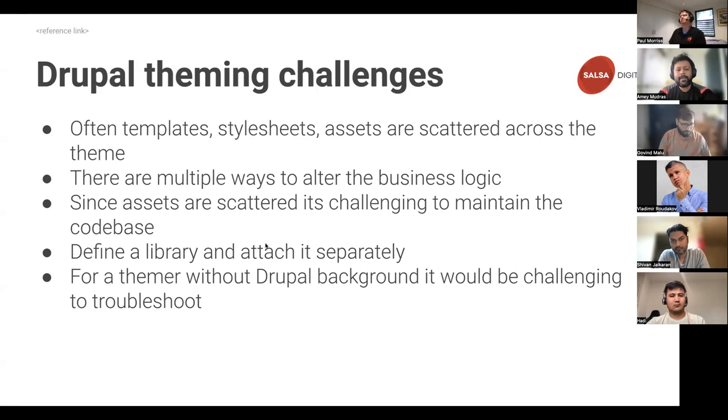The fourth point is that we have to define a library separately and attach it separately in the code base. With the introduction of Drupal libraries since Drupal 8, we have to define a library and assets. For example, if we want CSS to be applied, we need to create a library first in libraries.yaml and then attach it to whichever component, template, or rendering array we want that to be applied to. So we have to define the scope for that. This is another problem.